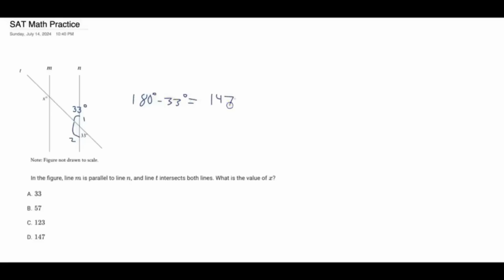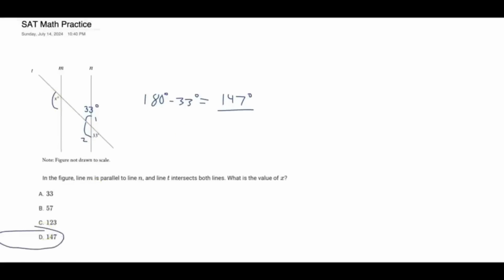And this is helpful because we have two parallel lines cut by a transversal, and so we have our corresponding angles. Angle 2 that we have here and angle x here are corresponding angles, and so they will have the same angle measure. Since we know angle 2 is 147 degrees, x is also going to be 147 degrees, and so our answer choice is D.